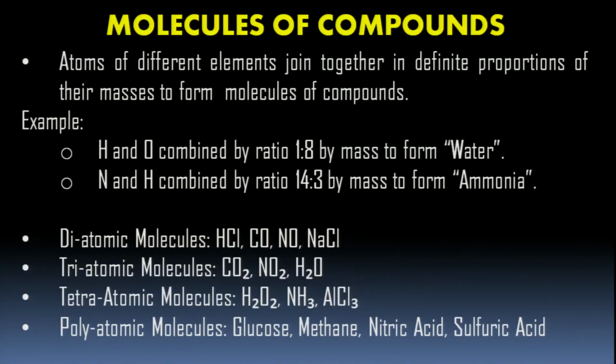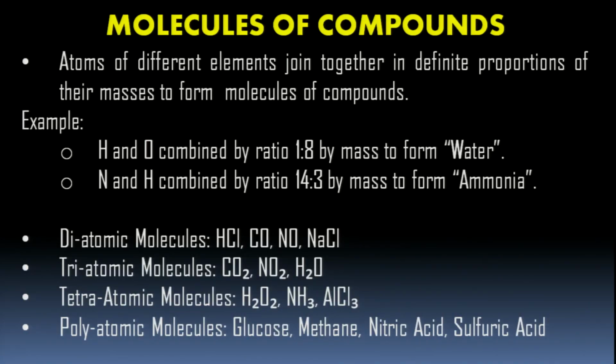You can find many other examples also from your book. If you know certain compounds also, you can tell whether they are diatomic, triatomic, tetraatomic or polyatomic. Tetraatomic, 4 atoms: H2O2, hydrogen peroxide. We call it hydrogen peroxide. 2 atoms of hydrogen and 2 atoms of oxygen form H2O2. What about NH3? That is ammonia. 1 atom of nitrogen when it combines with 3 atoms of hydrogen forms NH3. AlCl3, aluminium chloride, is also tetraatomic.